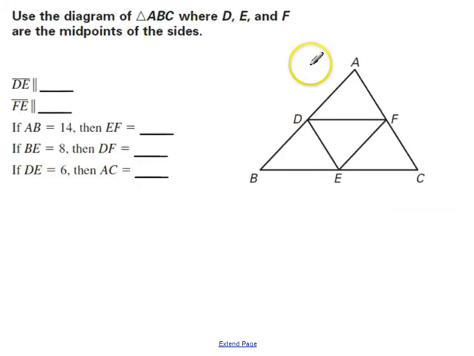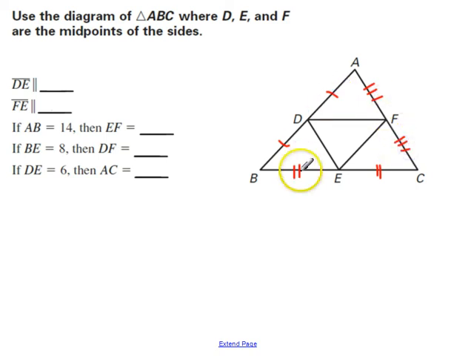Let's go ahead and put the midsegment theorem into practice. Here we have a diagram of triangle ABC, where D, E, and F are the midpoints of the sides. So let's go ahead and mark our diagram first. If D is the midpoint of side AB, then that means that AB gets cut into two congruent segments. If E is the midpoint of side BC, it gets cut into two congruent segments. And likewise, if F is the midpoint of side AC, that also gets cut into two congruent segments.